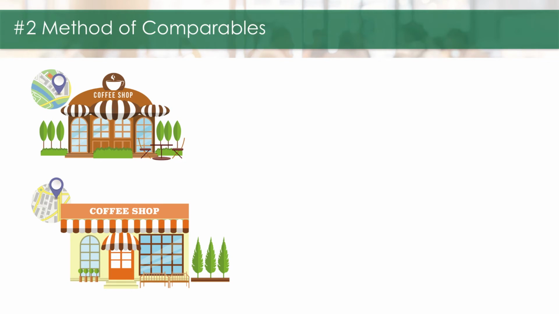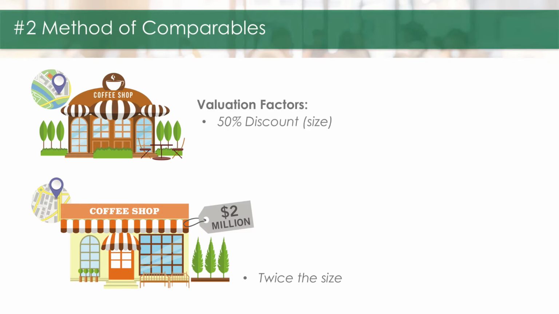For example, say a shop sold last year for $2 million, but it's twice the size of your coffee shop. So you'll need to apply a discount to your coffee shop's value, and a 50% discount would be appropriate for starters. So we would say that your coffee shop is worth $1 million. But now let's say that your coffee shop is near the train station and bus stops, so it will be much busier than the larger coffee shop that's several miles away. How do you then adjust for this?